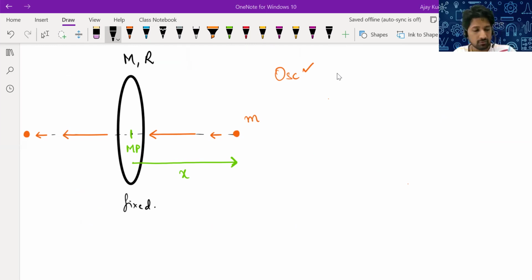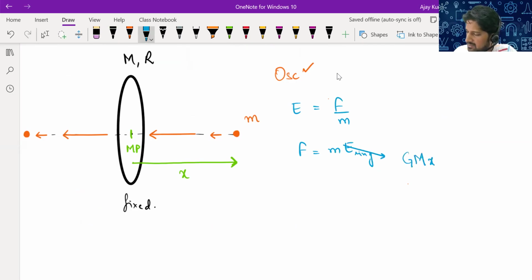You have to make use of gravitational field. Gravitational field, by definition, is gravitational force per unit mass. So gravitational force becomes mass multiplied with the field. Now mass is the mass of the particle. Field is field of the ring. And gravitational field of a ring, if you remember the formula, is GMx divided by (r square plus x square) whole power 3 by 2. We had derived this in the chapter gravitation. It's okay. Revise it once.